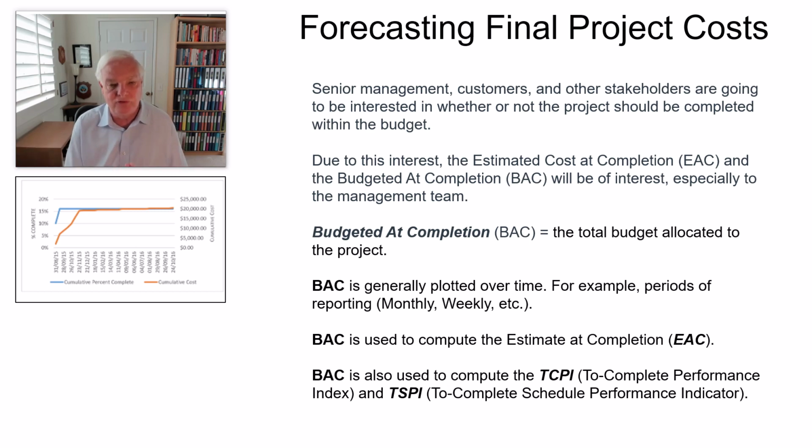And BAC is used to compute the estimate at complete. So you have to have a BAC, and you have to know that number to create your EAC number. Now, don't forget, BAC is also used to compute the TCPI, and that's the one I said in heavy organizations. That's the to complete performance index. And TSPI, the to complete schedule performance indicator. Those two numbers give you a how bad is it going to be, or how good is it going to be at the end of the project based upon the information we know now.